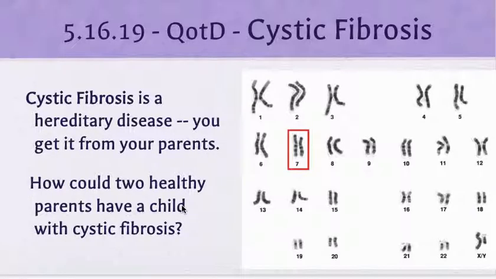The way that you have two healthy parents that have a kid with cystic fibrosis is that cystic fibrosis is a mutation on chromosome 7, and it's a recessive disease, which means that if you have one good chromosome and one bad chromosome, so one mutated version and one normal version, then you don't have cystic fibrosis. So you can have two healthy parents that each have one bad copy and one good copy, and they can both give their bad copy to their offspring, and that kid will end up with cystic fibrosis. We'll talk about that on a future slide.